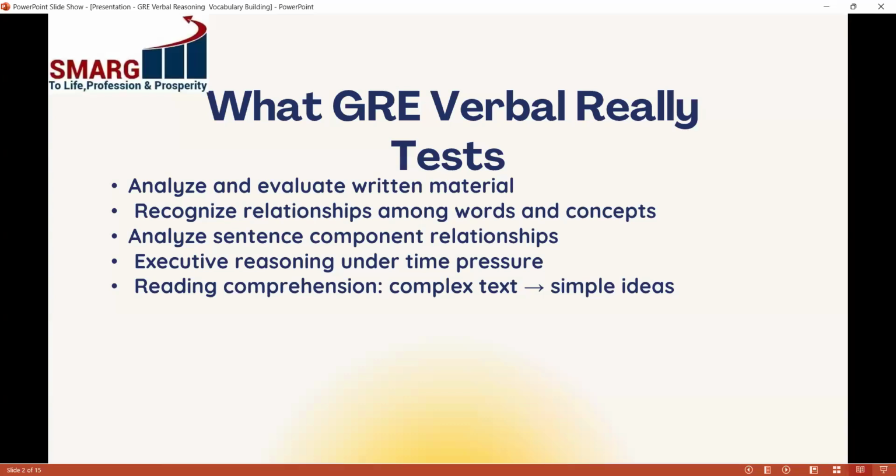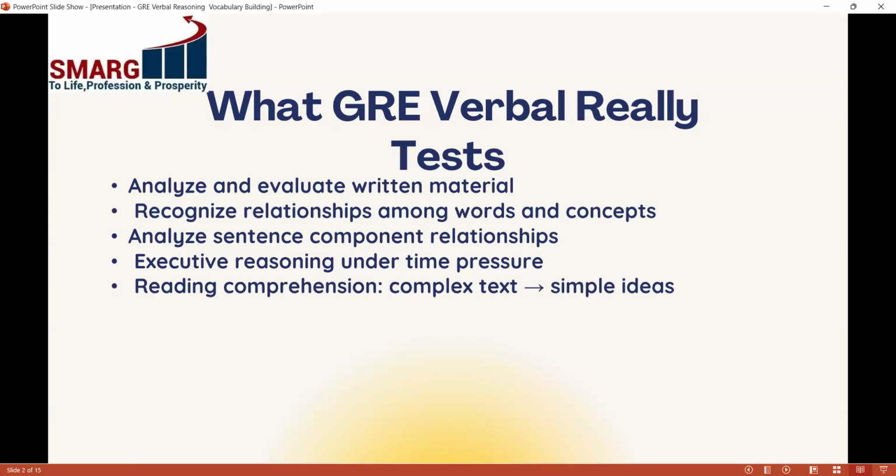So, analyze the sentence structure. What is the relation that is there? Start doing this. So, little by little, your reading and comprehension is also going to increase. So, this is the third thing, which is important. Then, fourth is again, this is simply the objective of your exam, of any verbal exam. Yes, executive reasoning under time pressure.